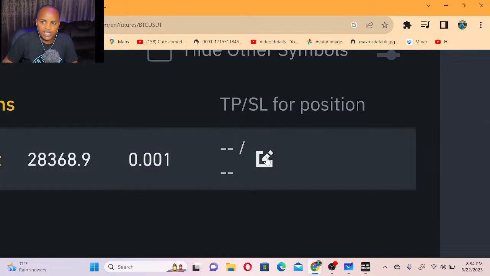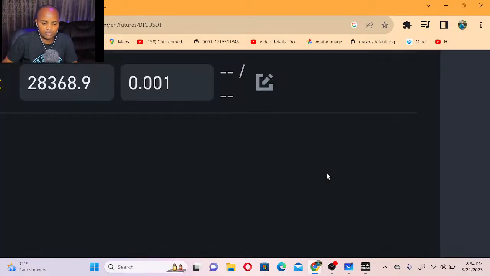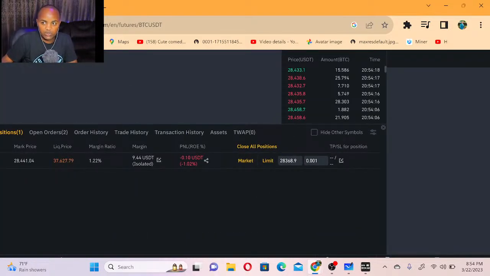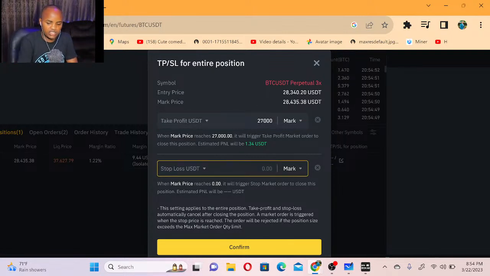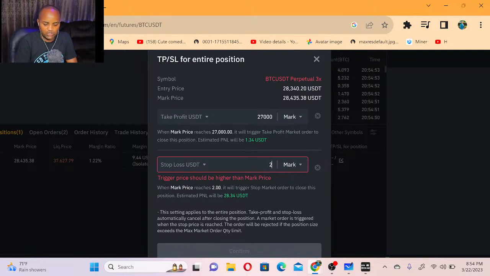Now when I click this, look at this, this is how you can see the profit and loss that you'll be making. When you click that and you put your take profit area. Let's say I put take profit at 27. The market is currently at 28. So I will be assisting. Let's say I put take profit at 27. I will make how much? $1.34, okay? USDT.